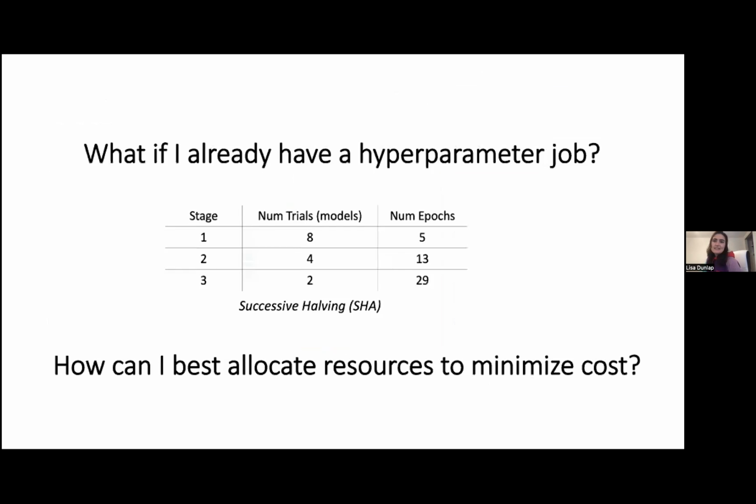Yeah, so I guess that leads into the second part of my talk, which is Seer was all about finding a good hyperparameter job to run. But then there's also the question of what if I already have a hyperparameter tuning experiment in mind, where I know how I want to do successive halving, I know how many trials I want to try out, I know how many epochs I want to train each trial in each stage for. And I just want a system that will minimize my budget on the cloud while still finishing within some set deadline.